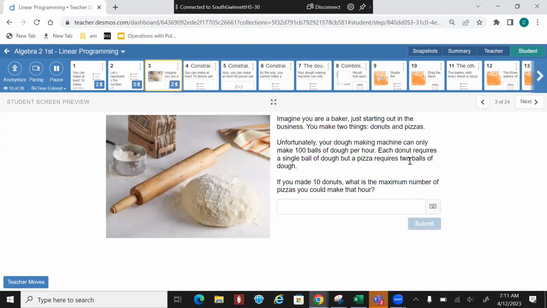Okay. On slide 3, imagine you're a baker just starting out the business. You make two things, donuts and pizzas. That would be a really weird bakery, but let's go with it. Unfortunately, your dough making machine can only make 100 balls of dough per hour. Each donut requires a single ball of dough, but a pizza requires 2 balls of dough. If you make 10 donuts, what is the maximum number of pizzas you can make that hour?